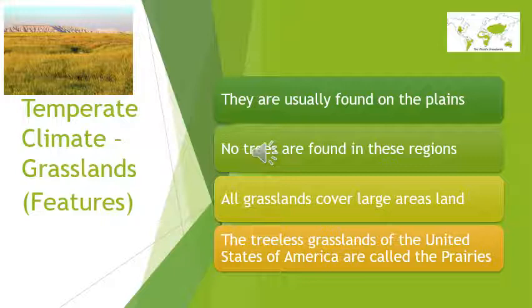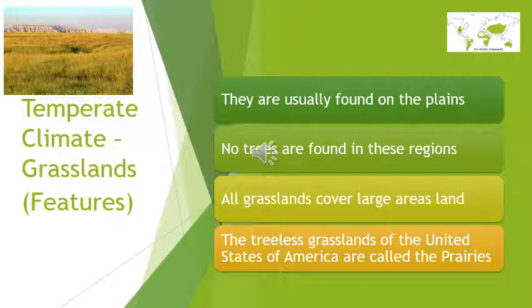The common features of these grasslands are that they are usually found on the plains, not on mountains. No trees are found in these regions. All grasslands cover large areas of land. Before the settlement of Europeans, these regions were the grazing grounds for herds of bison.